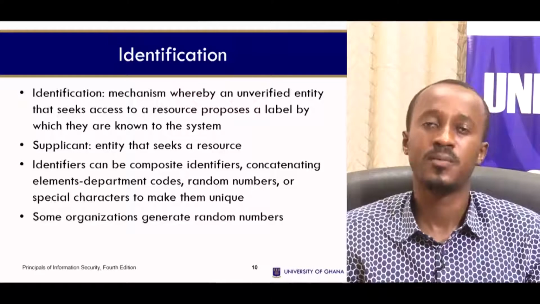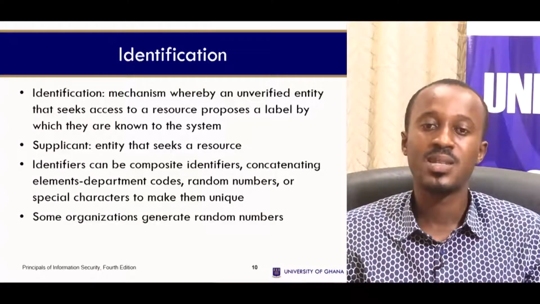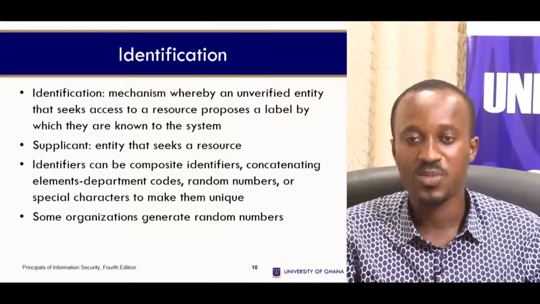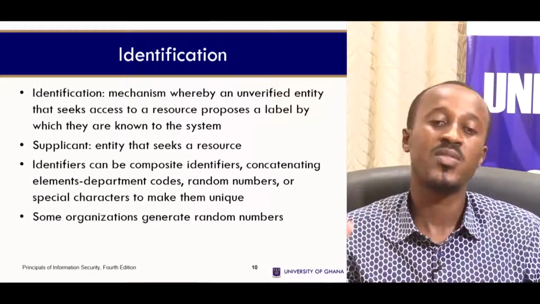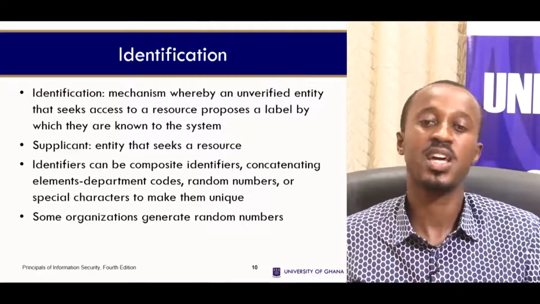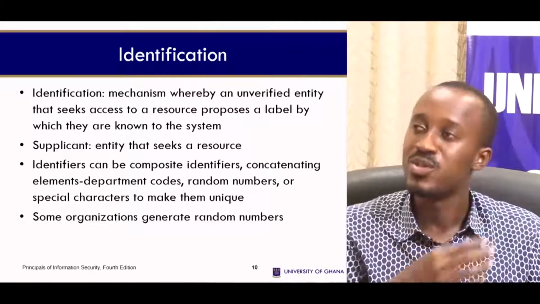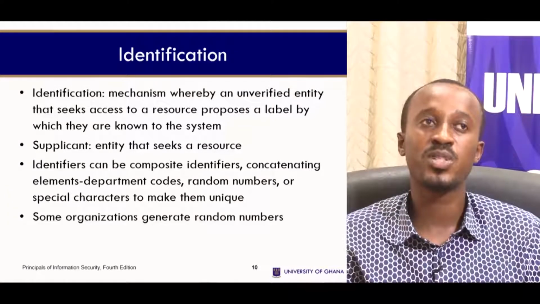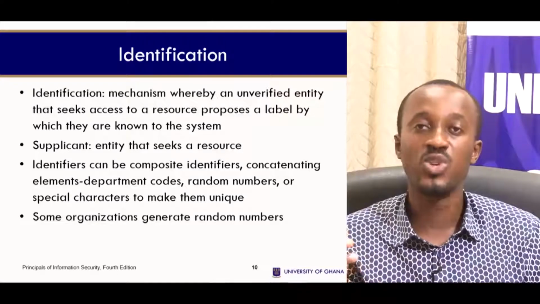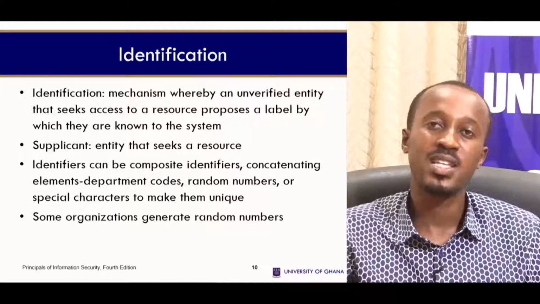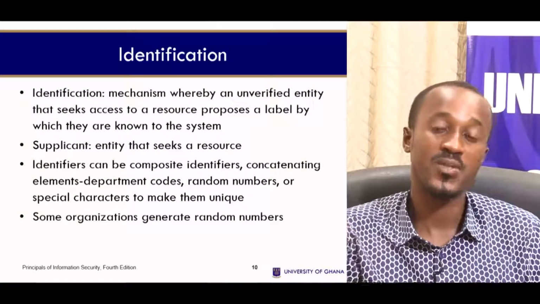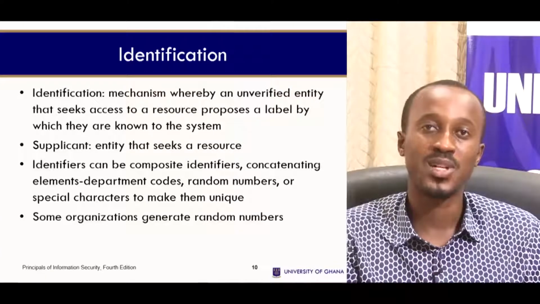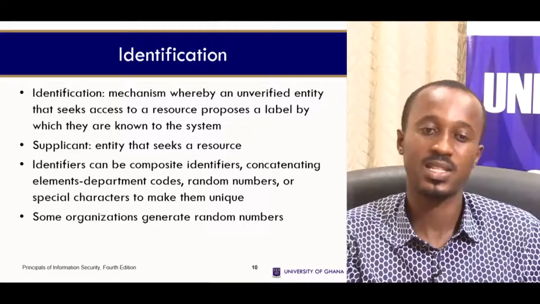Let's look at identification. Identification is a mechanism whereby an unverified entity seeks to have access to a resource. Who seeks to have access to a resource? He proposes a label by which they are known to the system. What does this mean? You need to have an identity within a system. So by identification, it is going through the process where you initially have no verification, you're not known, but on your request sent, you are given a certain label by which you will be identified, you will be known within the system. Now, that particular entity that is seeking that label so that it can have an identity is referred to as the supplicant.